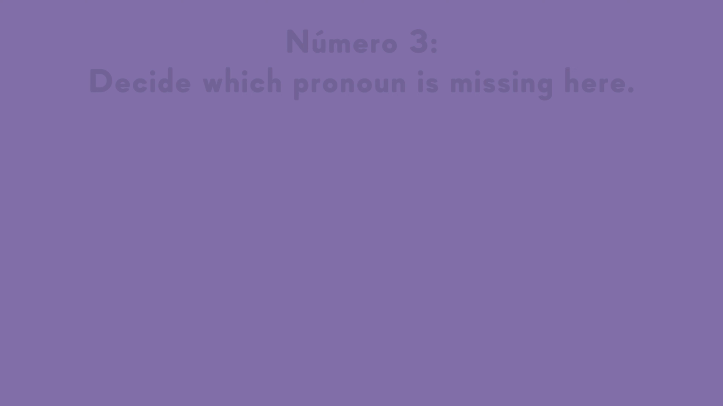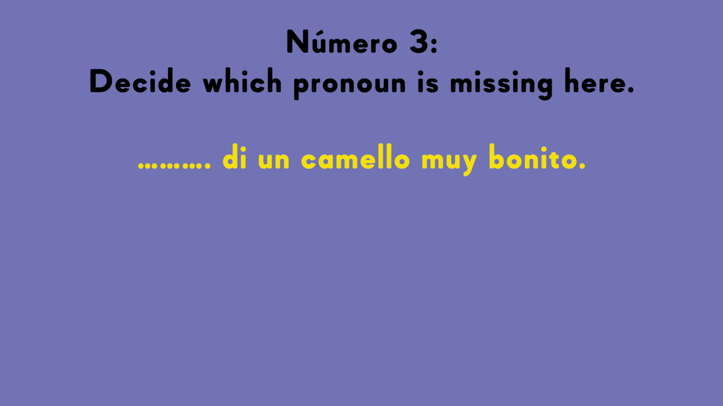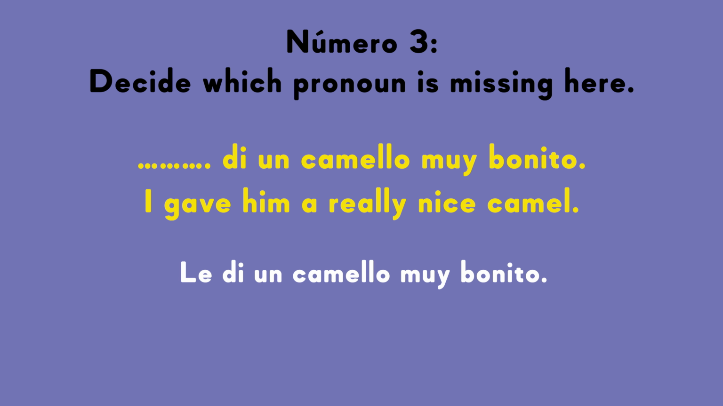Y finalmente, tienen que decidir qué pronombre va aquí. ___ di un camello muy bonito. I gave him a really nice camel. 10 seconds, guys. Y la respuesta es, le di un camello muy bonito. Yeah, so here we need the indirect object pronoun, le, because the camel was given to him.